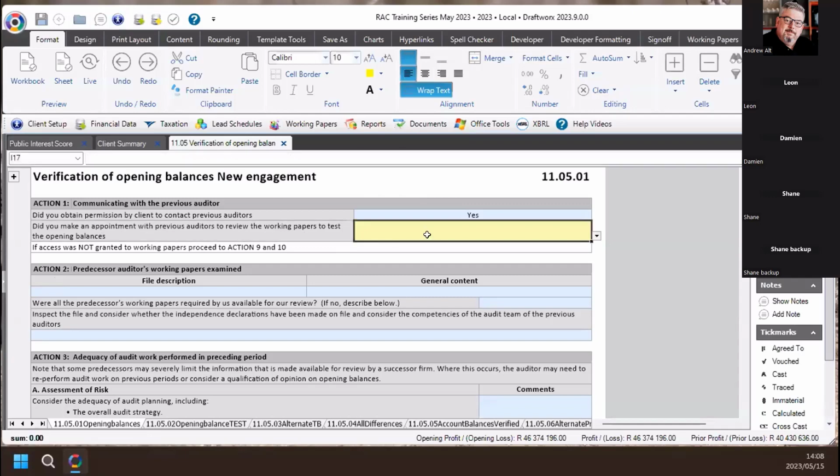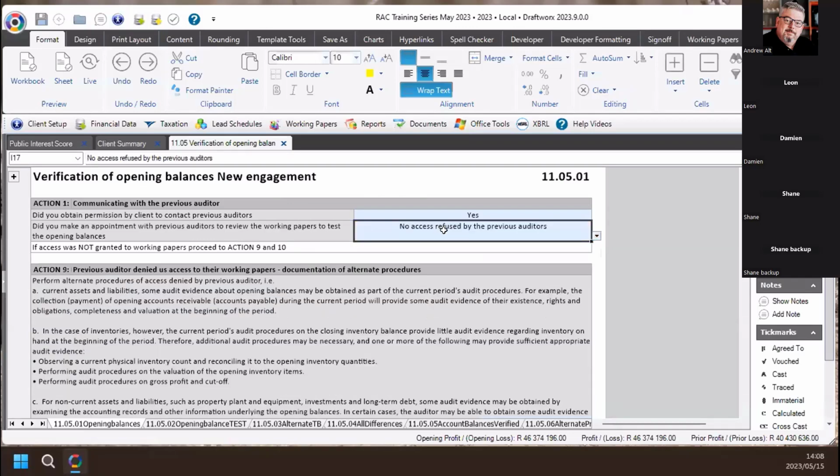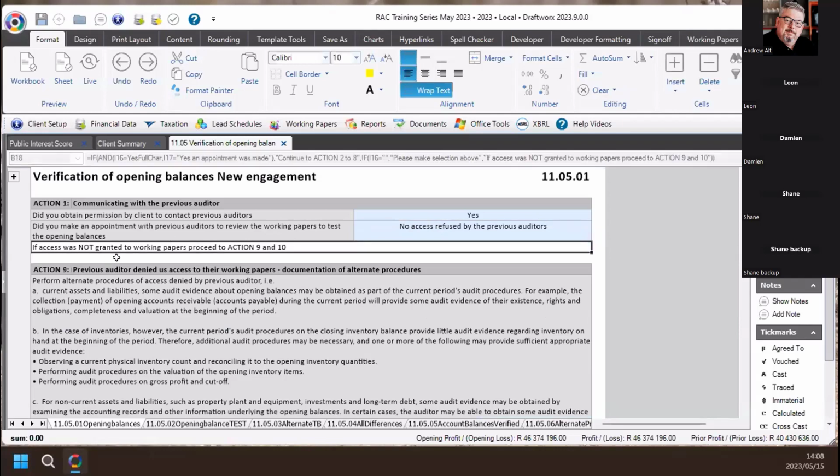So we're now actually physically asking the predecessor auditor, can we come and look at your working papers in order to assess balances? And I need to now answer the question, yes, an appointment was made, or no, the auditor refused access. So we were not allowed to go and see those previous working papers. And so then what we need to perform is action 9 and 10.